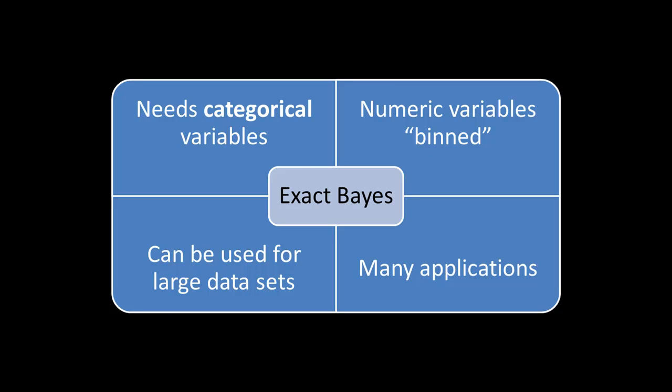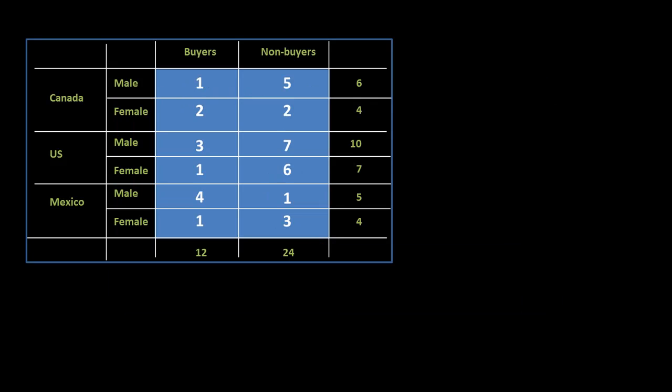If you do have numerical variables, the numerical variables will get binned. I'll probably talk about the process of binning a little bit later in the course. It can be used for very large data sets. It's computationally very, very easy. And it has many applications.